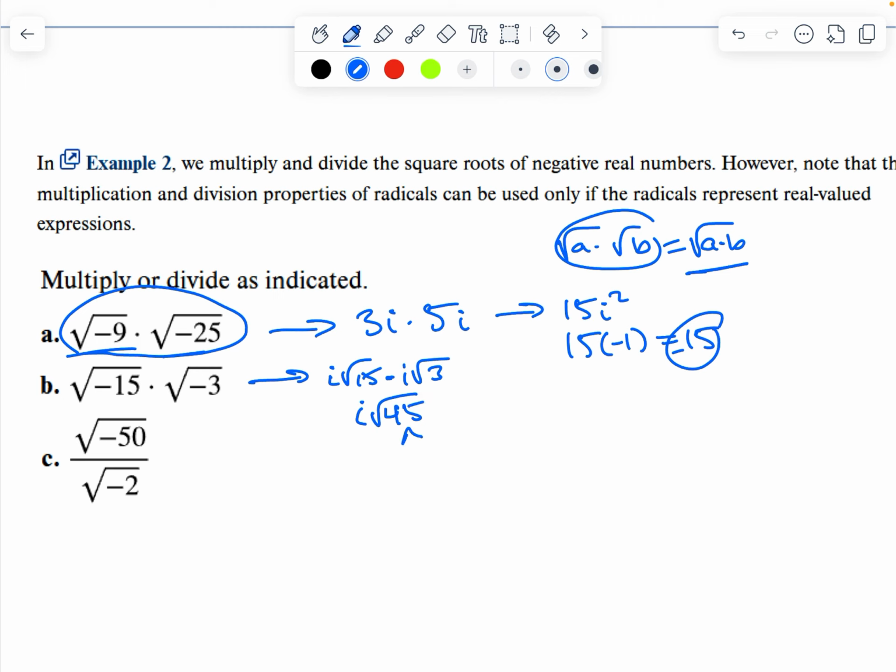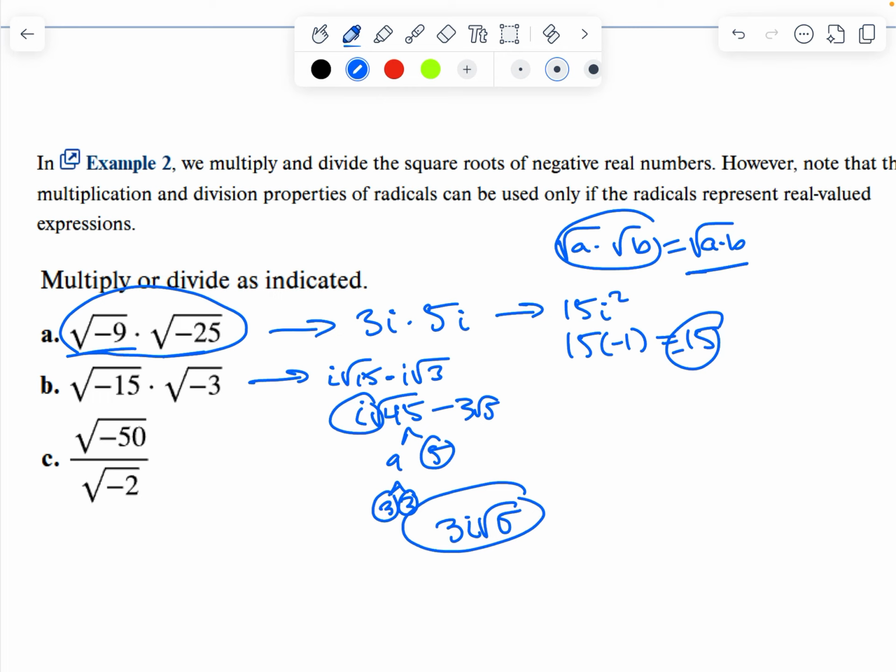Then we can break our 45 down. I'm going to start moving a little faster here. 9 is 3 and 3. So this would be 3I square root of 5. The I always goes just before the square root. The I, all it did was come down. This 45 is the same as 3 square root of 5, 3 root 5.